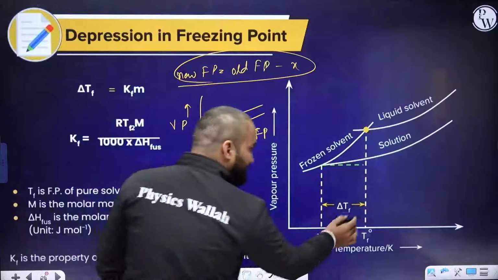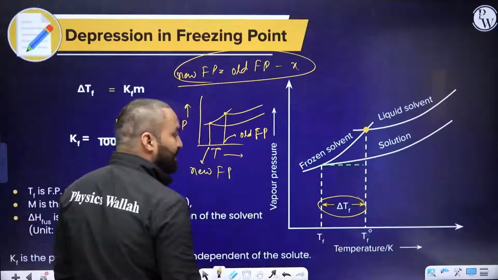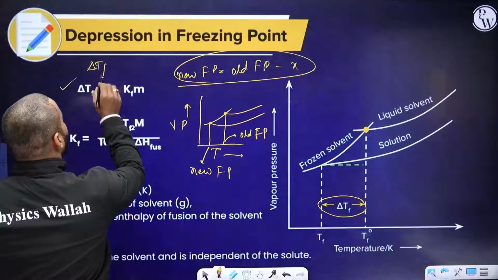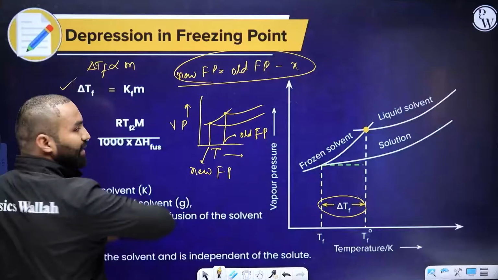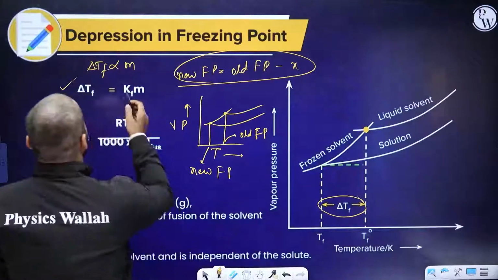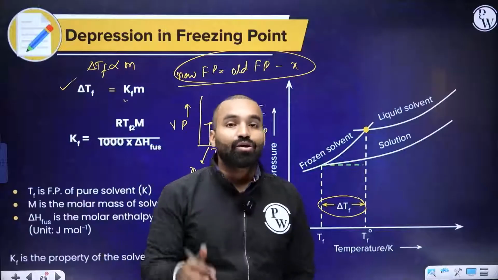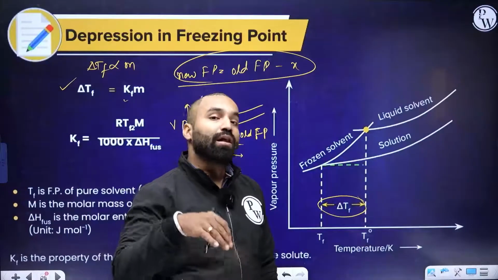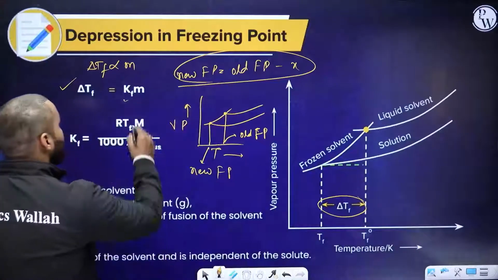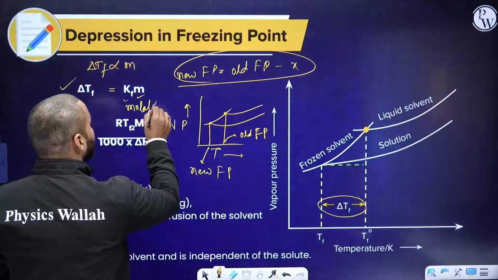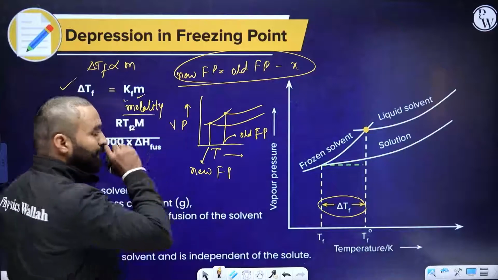This difference between the two is known as delta Tf, which is experimentally found to be directly proportional to, again, molality. And that proportionality can be removed and put equal to Kf, where Kf is the cryoscopic constant or molal depression constant. m is molality. Remember, m is molality here. Right? Okay.